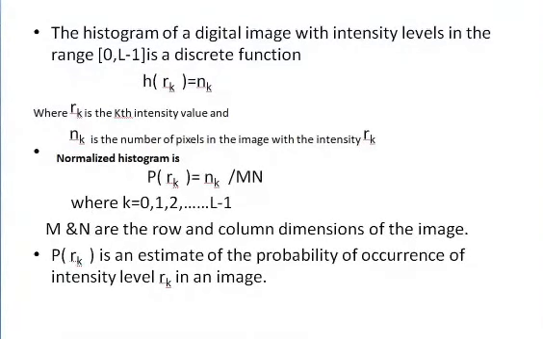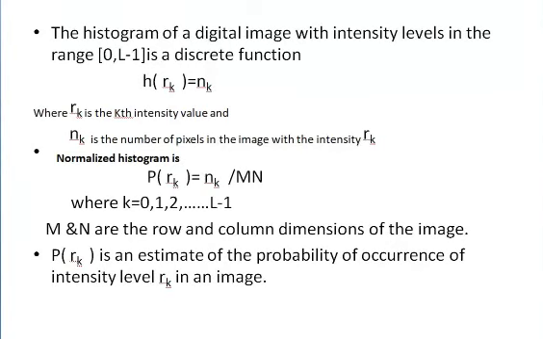Okay, so that's why here. So here, what is the general formula? H of Rk is equal to Nk. But now P of Rk is equal to Nk by MN. So that's why here we can get the range of y-axis, or range of histogram values, in between 0 to 1 only.